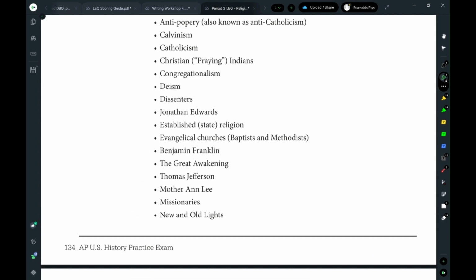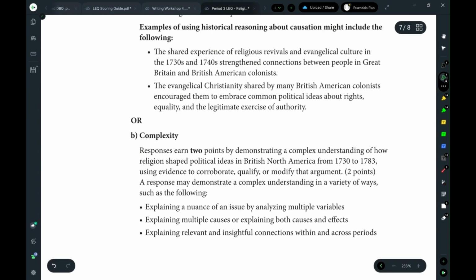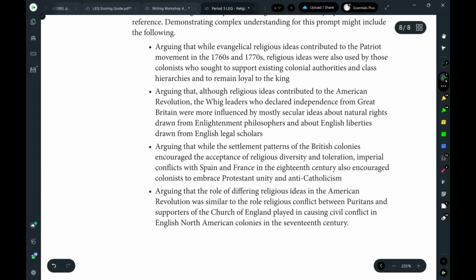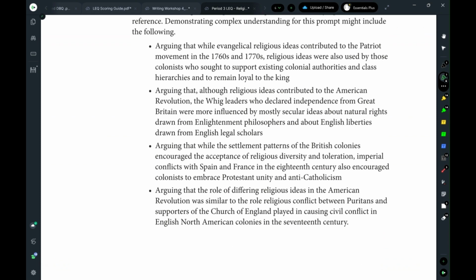Okay. And then finally, we'll just go down and look at complexity. This doesn't give us any written examples, but it just tells us what you can do. And so here's some examples. You could get this extra point here by arguing that while evangelical religious ideas contributed to the Patriot movement, religious ideas were also used by those colonists who sought to support existing colonial authority. So you could say, well, while this did affect that, it really didn't affect it in this way, or it changed this thing, but it didn't do that.